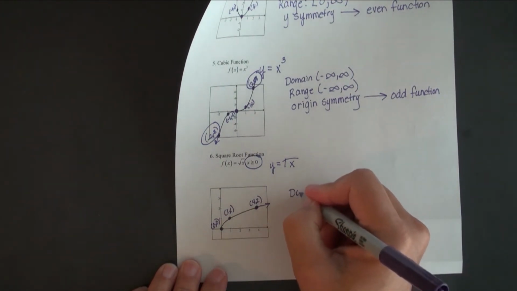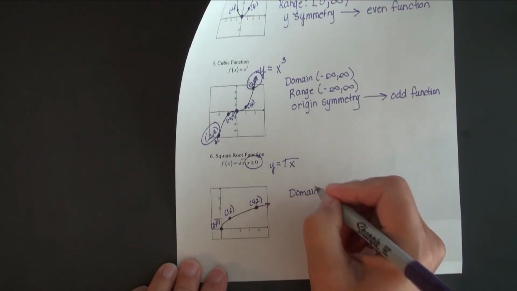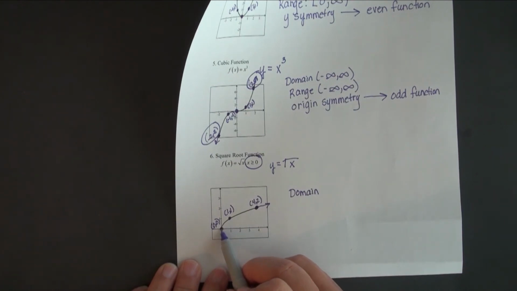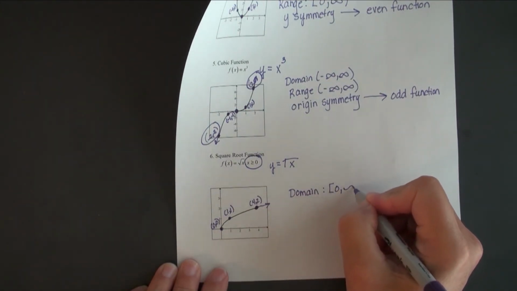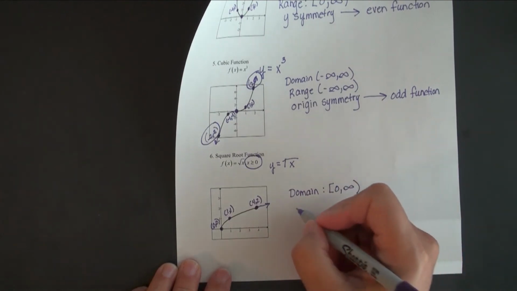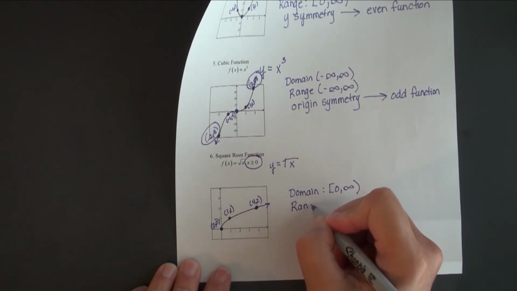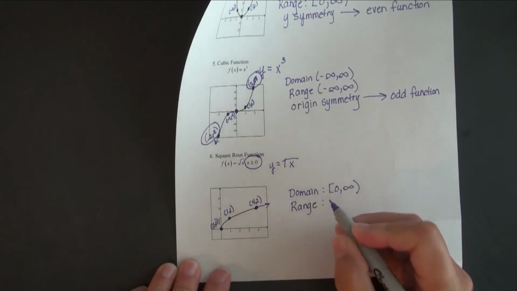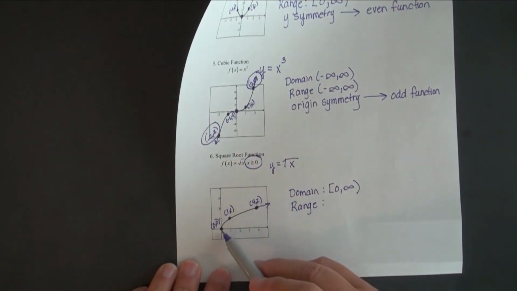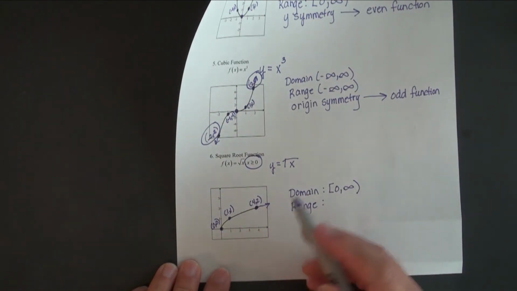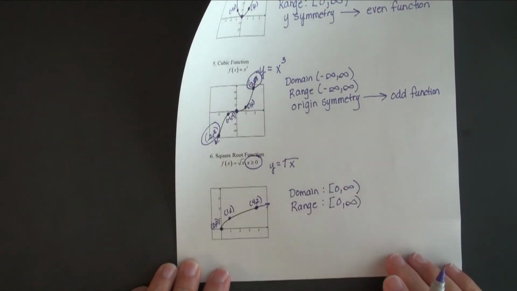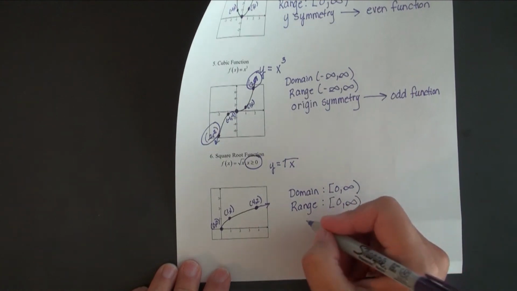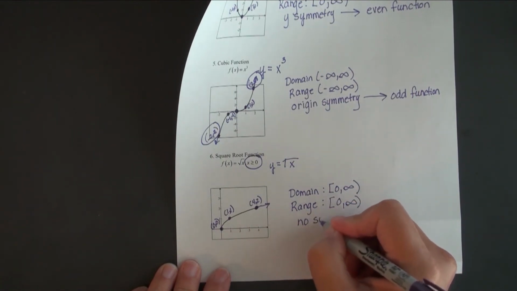Domain: furthest left is 0, and it goes on to infinity. And range: lowest to highest, the y value is 0, and it goes on to infinity. And in this particular function, there is no symmetry.